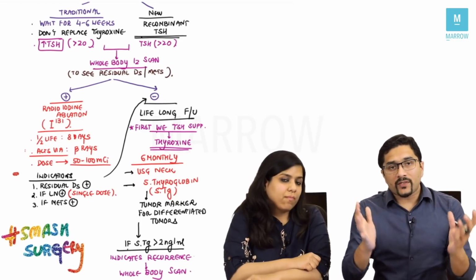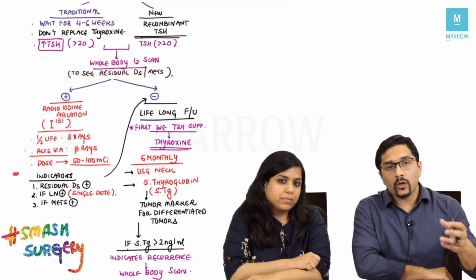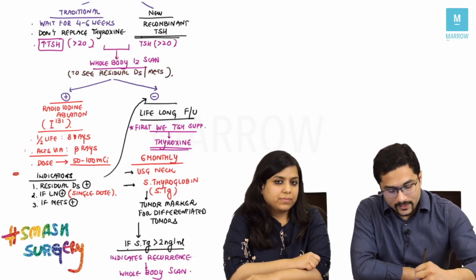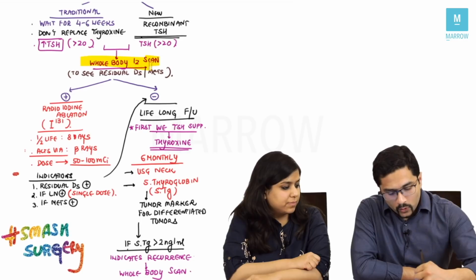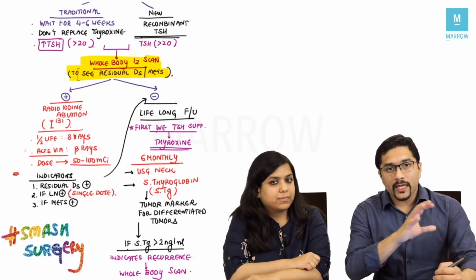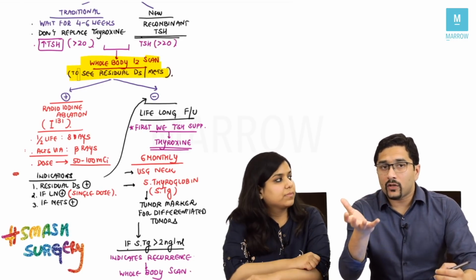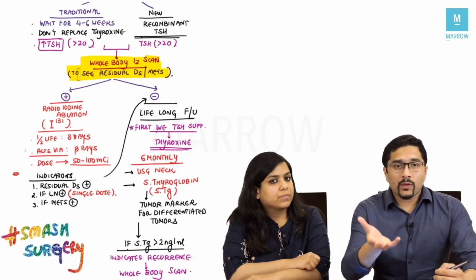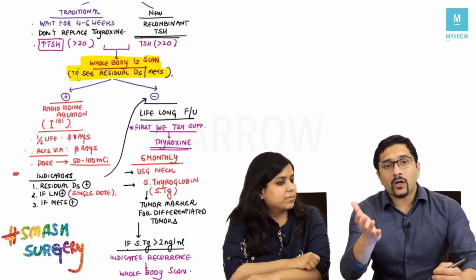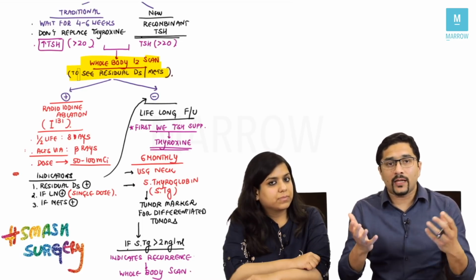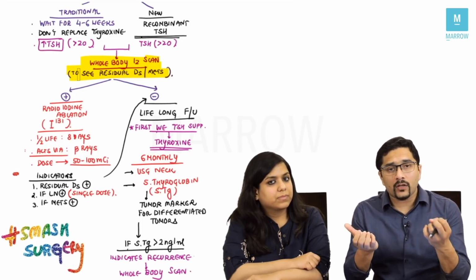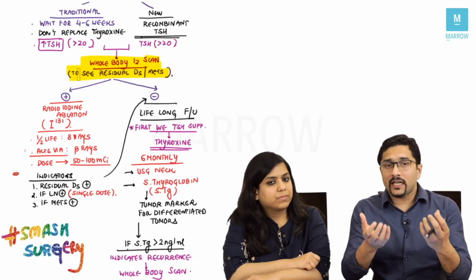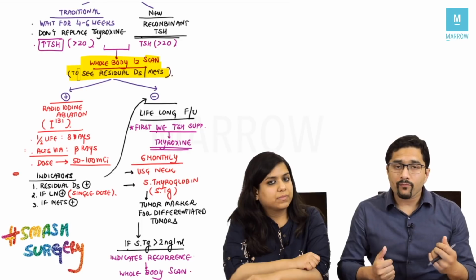So you know that once we've done the surgery, now we have to do a whole body iodine scan to look for residual disease or for metastasis. But before we do this whole body iodine scan, we need to make sure that the patient is ready for that scan, or the TSH is more than 20. Why do we want the TSH to be more than 20? Because if there's any thyroid tissue left anywhere in the body, it should be hungry for iodine, right?